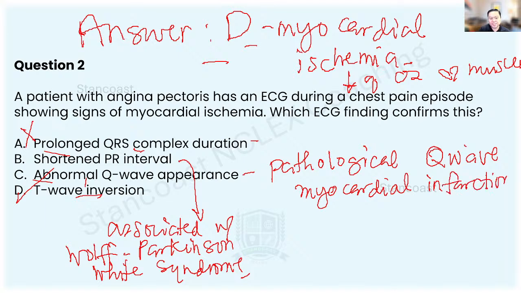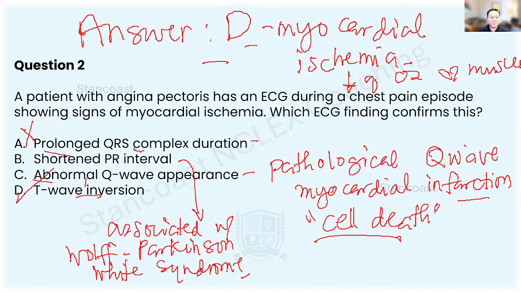Simply means that there is now tissue death, okay? Or there is already a significant myocardial cell death. Let's just put it that way. Cell death. All right? Pathological Q wave signifies that there is myocardial infarction, or there has been a significant cell death caused by the MI.